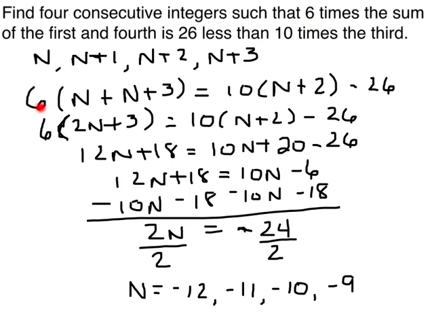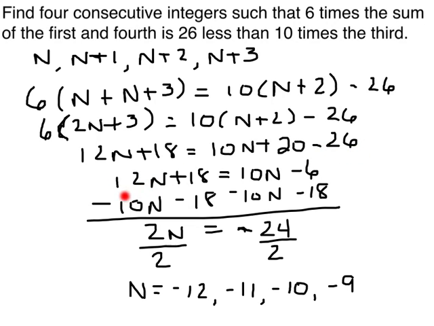6 times the sum of the first and fourth, which would be this one and this one, n plus 3, equals 26 less than what? 10 times the third, which is n plus 2. Then I'm going to combine my like terms. I get 2n plus 3. Then I'm going to do my distributive property. 12n plus 18 equals 10n plus 20 minus 26.